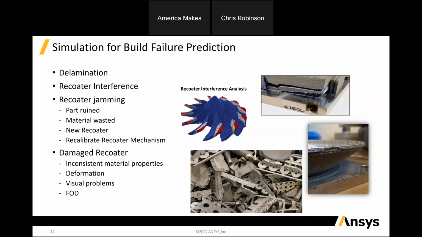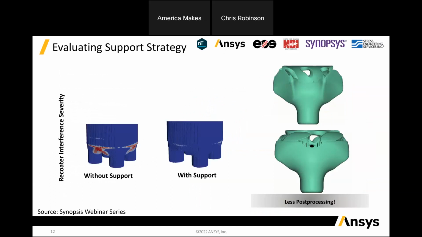And again, this is focused a lot on that laser powder bed fusion process. But if you take a chunk out of your blade, you're going to have thicker powder layer in those areas, and it's going to give you inconsistent material properties, deformation, visual problems. You may even have FOD deposited into your part. So simulation can help to predict when that's going to happen and help you avoid it before you ever have to waste any material or machine time.